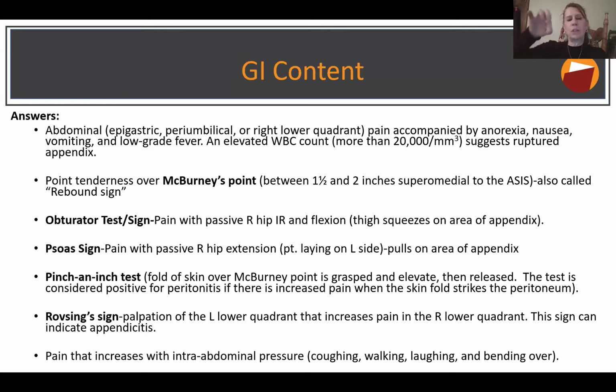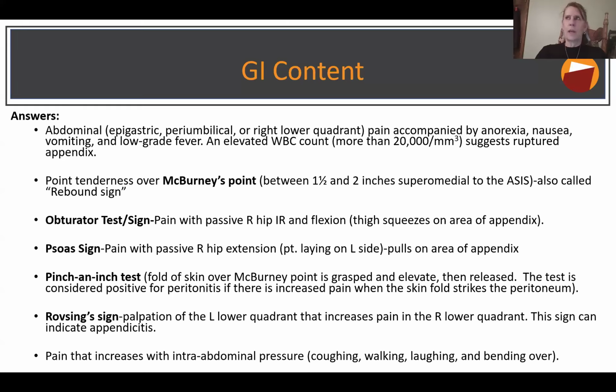Pinch and inch, that's just pinching the skin over McBurney's, lifting it, and then releasing it. Yes, you could get pain with an appendicitis with that, but it's a test more for the peritonitis, because if they have the peritonitis and they've got that infection all the way through there, that's going to give them pain. I don't know how you say this, Rovsing's sign. This is when you palpate the left lower quadrant, but it increases the pain on the right lower quadrant. And this can be a sign of appendicitis.